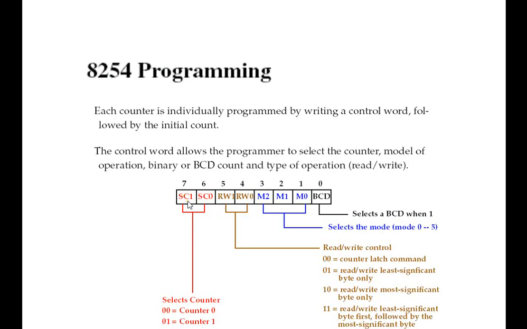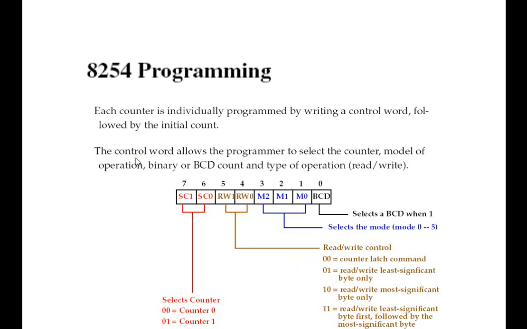Now the SC is the select counter. SC1 and SC2 are for counter selection, where 0, 0 is for counter 0, 0, 1 is for counter 1, 1, 0 is for counter 2, and 1, 1 is for the read-back command. This diagram is very important for your exam questions.